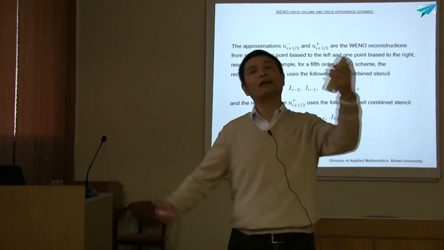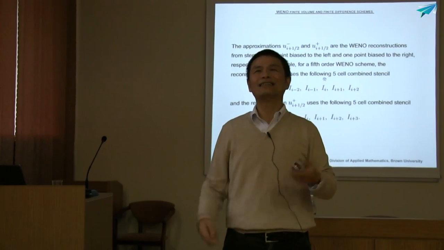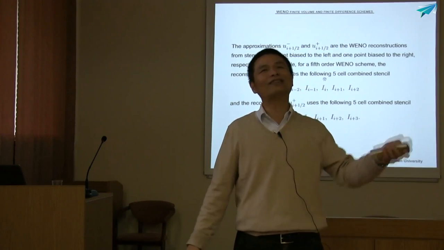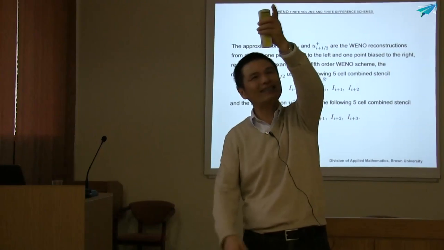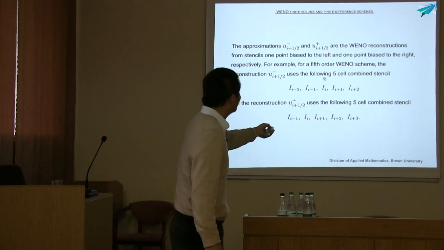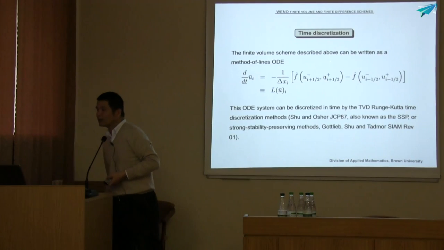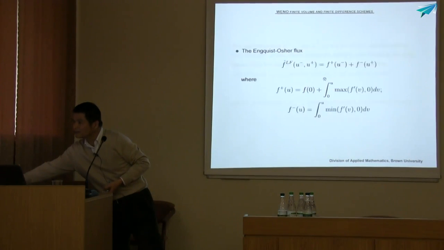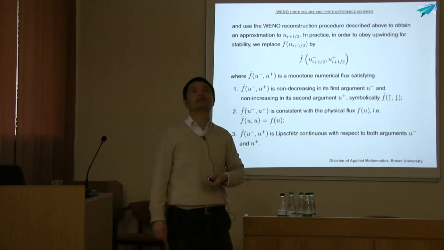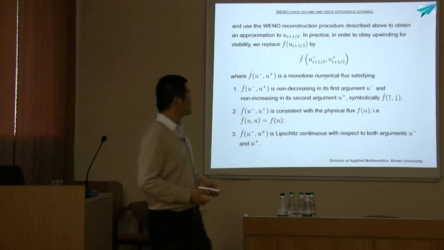However, if you're near a discontinuity, then these two numbers can be very different. This is because the discontinuity might miss one of these two sensors, right? So then the result will be very different. One of them, you might be using more information on the top branch and the other on the bottom branch. Then the values can be very different. At any rate, at any location i plus half, you actually get two reconstructed values. Then you simply put these two values into this numerical flux. Then that will give you a numerical approximation to the f at i plus half.